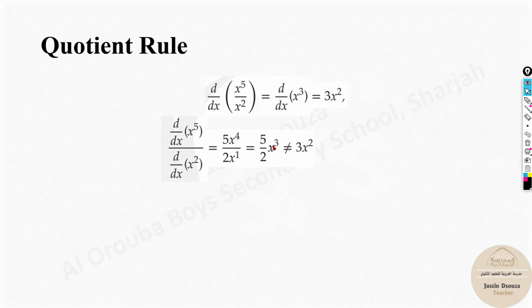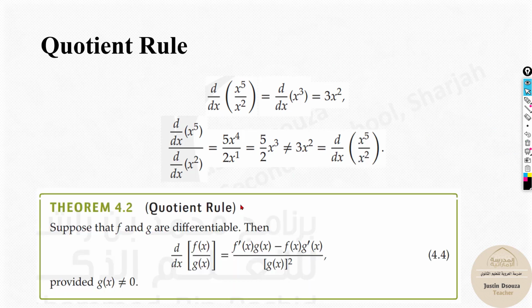So now in this case, this is the correct one, the first one, because you need to first simplify and then derive. But what if it's a complicated one, you can't simplify? Then you have to use this quotient rule. Now what does this quotient rule say?